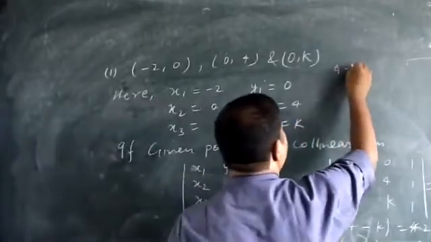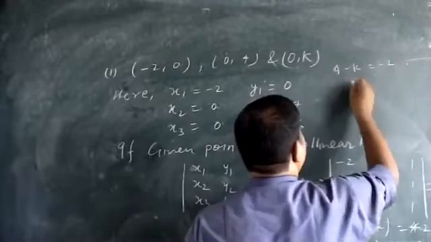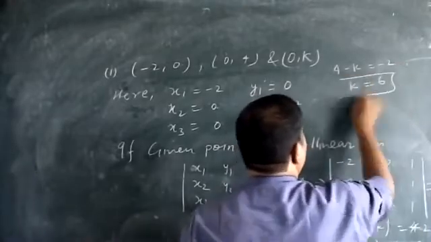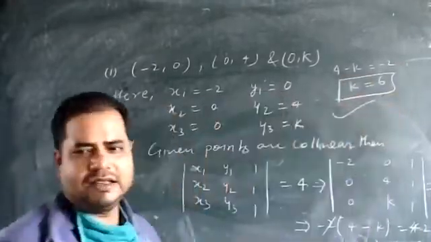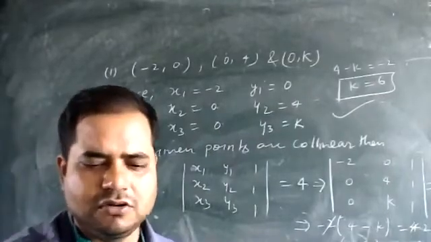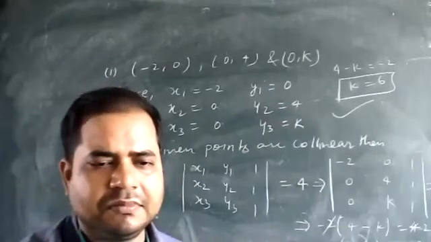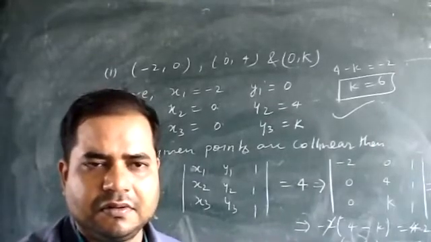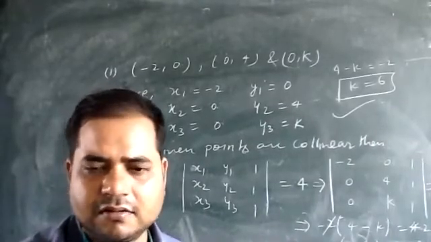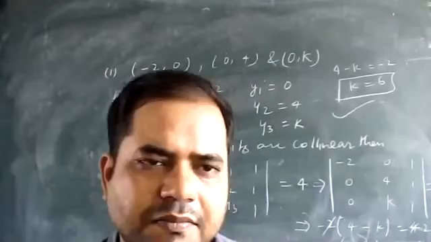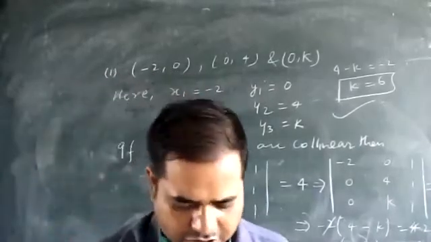So 4 minus k is equal to minus 2. So k is equal to 6. So the answer is k equals 6. Now you understand? Now it is clear. Write down this question.